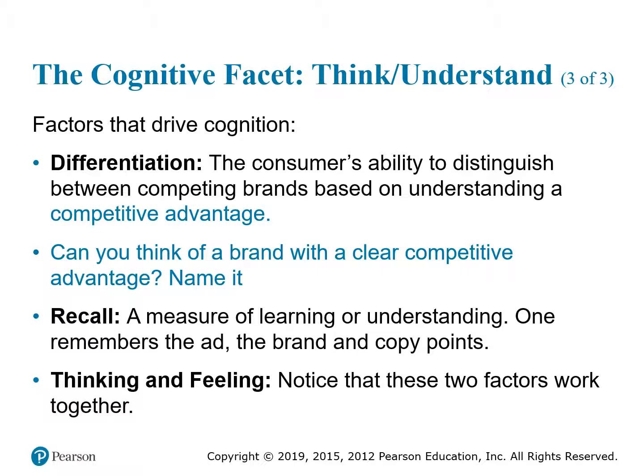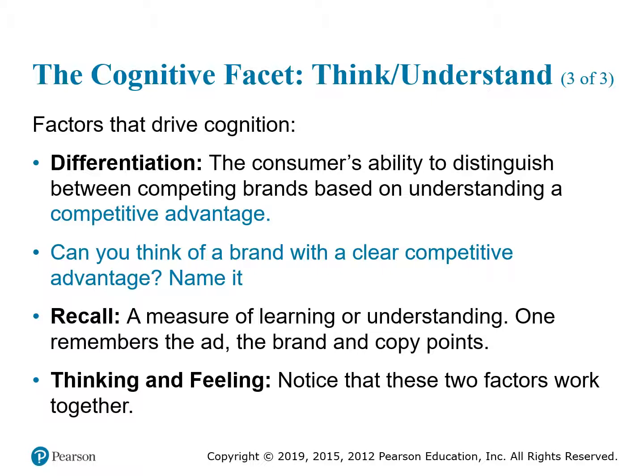More on thinking and understanding. So factors that drive cognition is that we need to know, as a consumer, we need to have the ability to distinguish between competing brands and understanding what the competitive edge is. So if we're going to purchase something, why are we purchasing it? Why is it better than the other brand? So I believe in your field exercises, you were asked to think about a brand that has a clear competitive edge, an advantage. We have to be able to recall the ad in some way and notice that these two factors do work together.